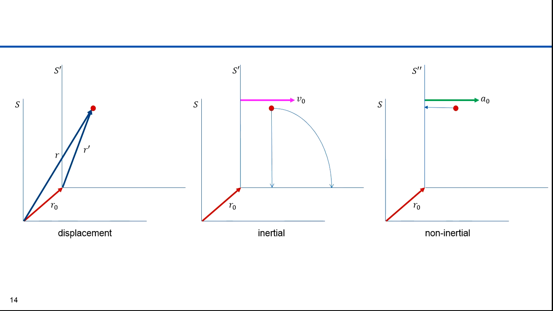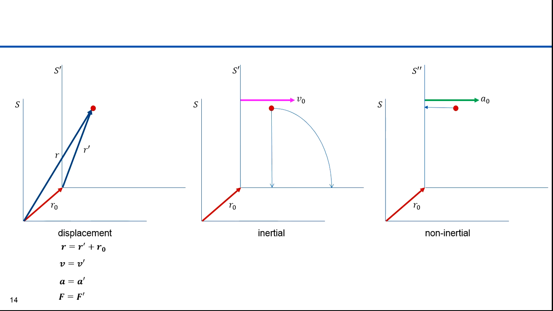Let's review these relative motions. On the left, when we merely displace the origin of frames S and S prime, the shapes of trajectories, as well as the forces in S and S prime, are the same. The positional coordinates are different. We transform from one coordinate system to another with this equation. Velocity, acceleration, and hence the forces are identical in both coordinate systems.